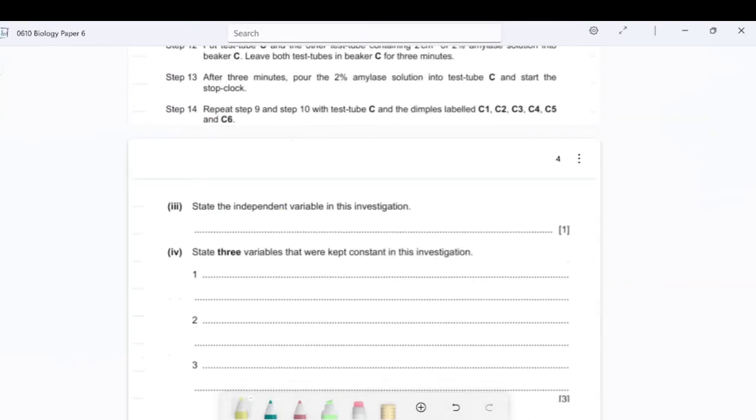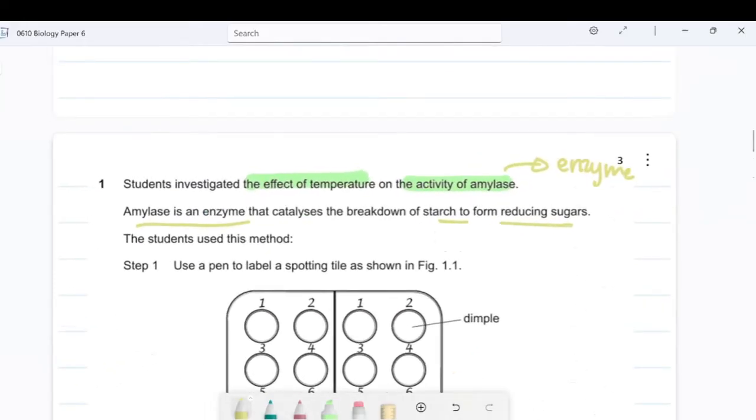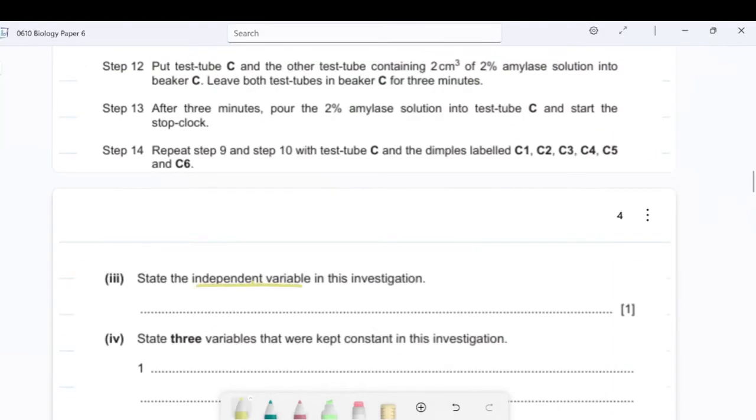What we're trying to do here is to identify an independent variable. This 1 mark is a giveaway, guys. They tell you in the beginning of this experiment and it tells us the effect. Whenever you see the word effect, you're trying to see, oh, that's what they're changing. In this scenario, they're changing your temperature. So I'm just going to say temperature.